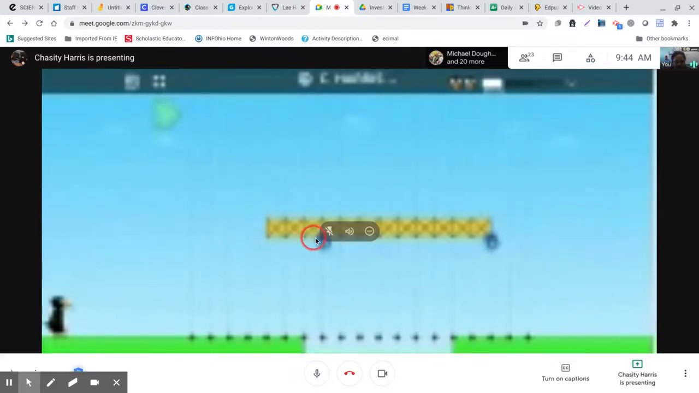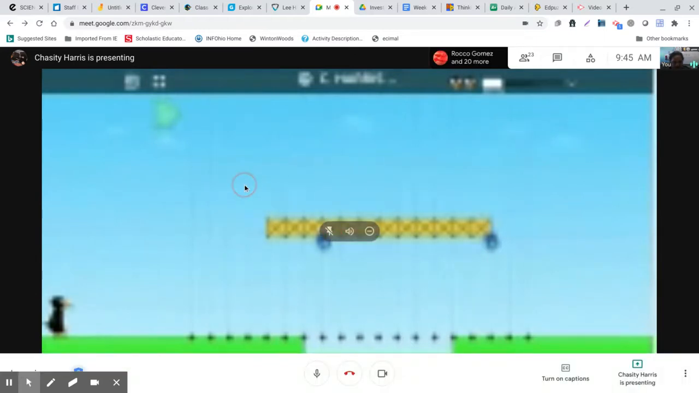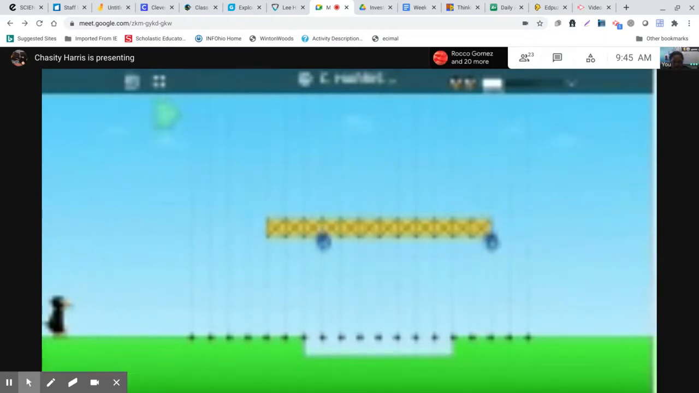So what's the first rubber band hooked on? Wait, is this the first rubber band, this one, or this one? It's the first one on the left. Remember, we read from left to right. You're lagging, so I can't see where you're pointing to. It's the rubber band that's closest to Gigi on the left-hand side. That's the first one. Okay. So where is it hanging?